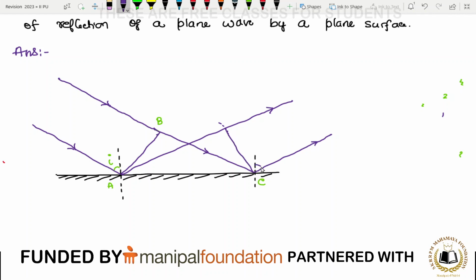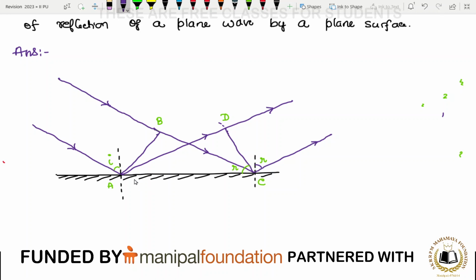Now this angle, we call it as how much here? R. It's the angle of reflection. At the same time, this angle also becomes how much here? R itself. Now this point I call it as D. So CD is known as the reflected wavefront. And here is AD. So AB is the incident wavefront and CD is the reflected wavefront.